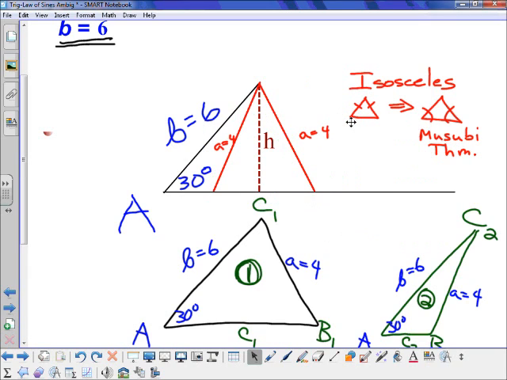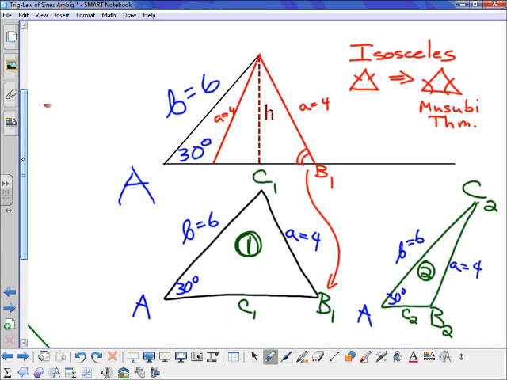Okay. That means, remember, we labeled this one B1 in that triangle below. Okay, these angles are the same. Okay, in the second triangle, B2 is technically here, but it's this angle inside here. Well, from that Musubi theorem, we know this angle has to be congruent to this angle.